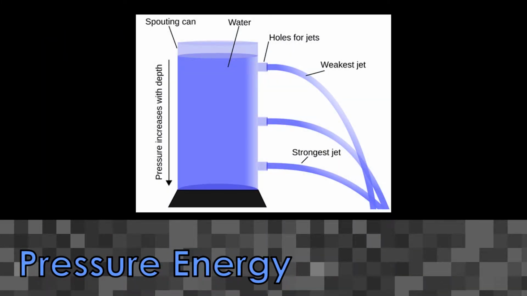Another pressure energy that is found in the body is called hydrostatic pressure. We'll be covering more of this in detail later. But for now, you need to know that hydrostatic pressure is the result of gravity on a tube of liquid, or for our purposes, the circulation system.